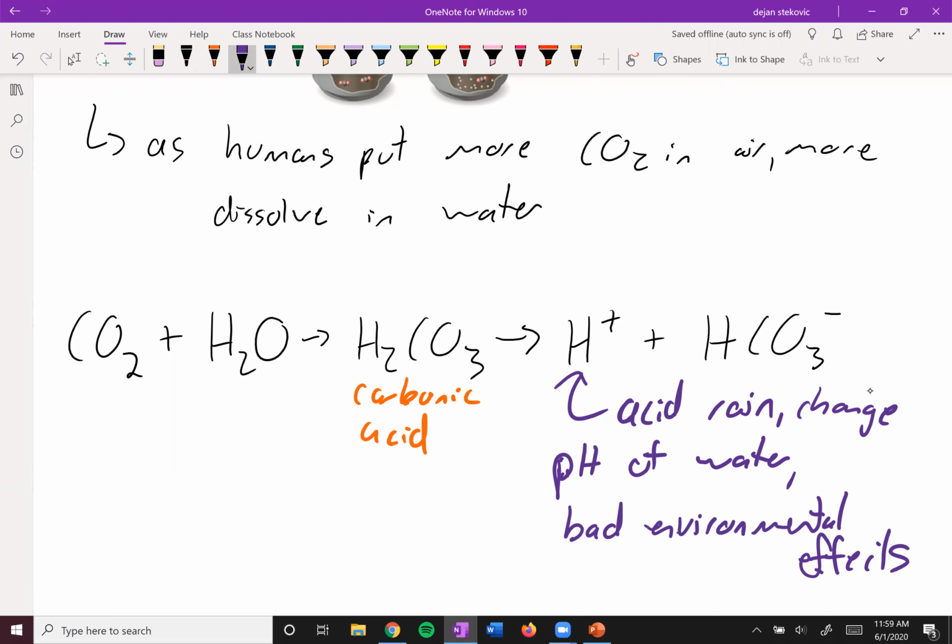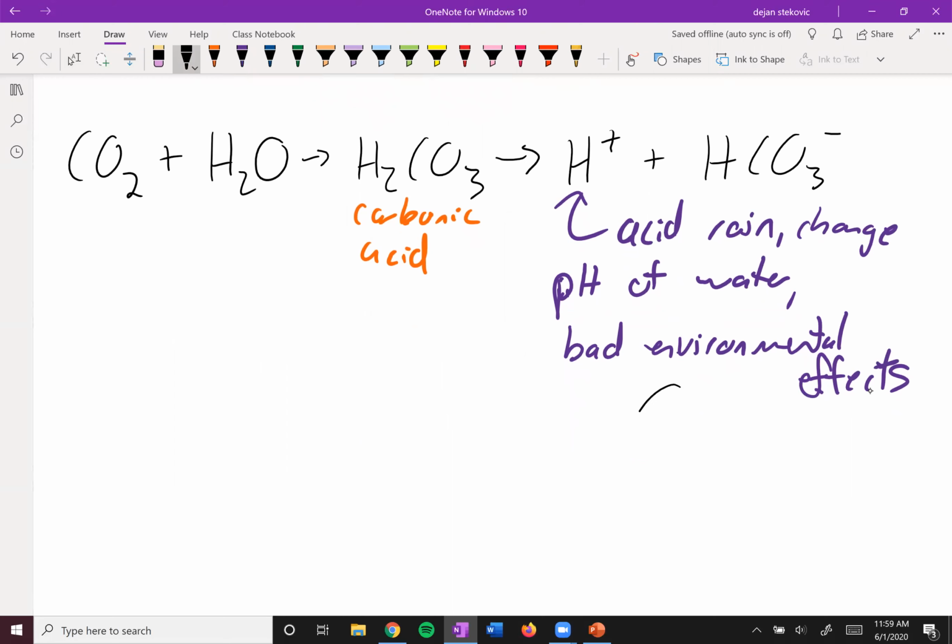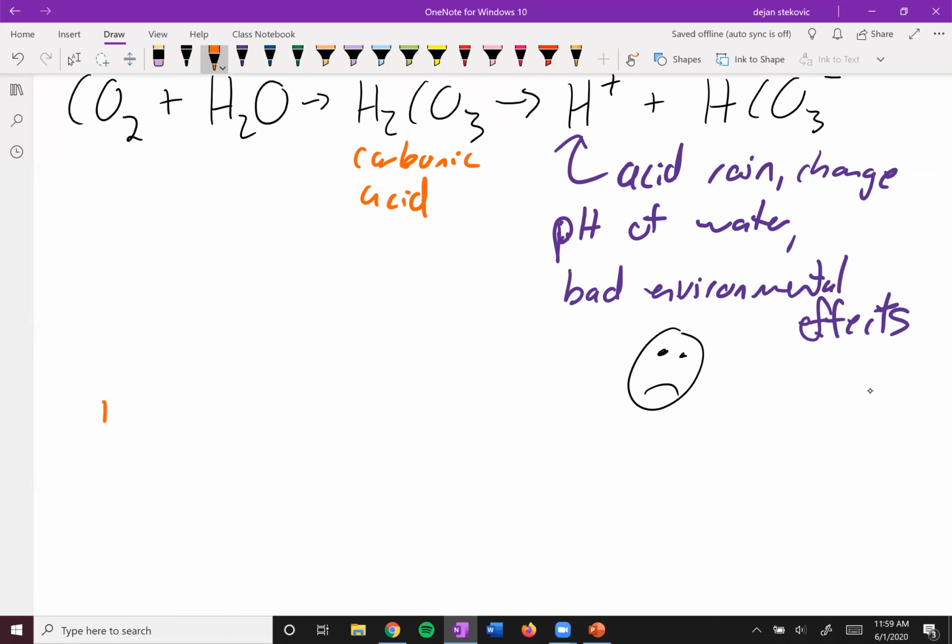So you can see how the addition of CO2 into the atmosphere is a bit of a double whammy for the environment. Your book also has an explanation of the bends. That's when you go scuba diving, the dangers of going up too high. We won't go over that in class, but if that's something that interests you, go ahead and check out your textbook.